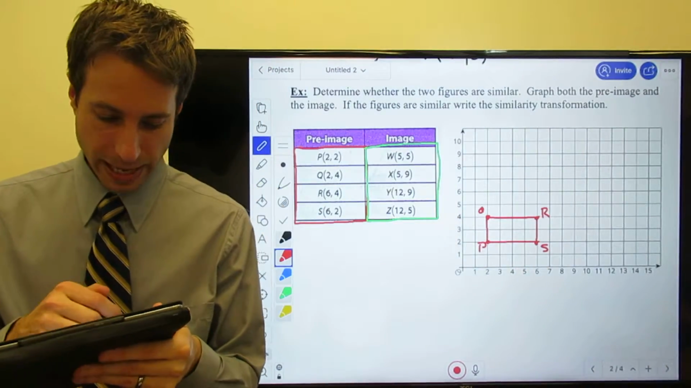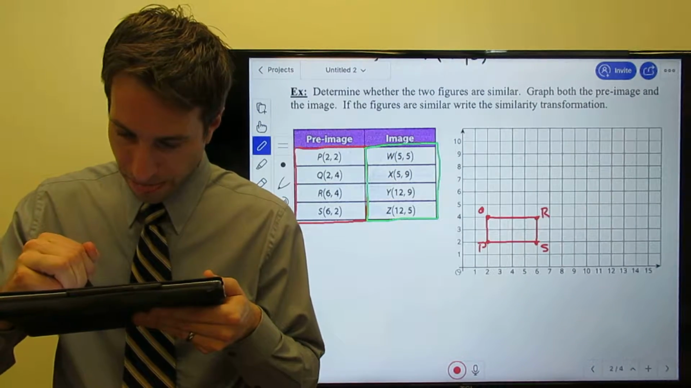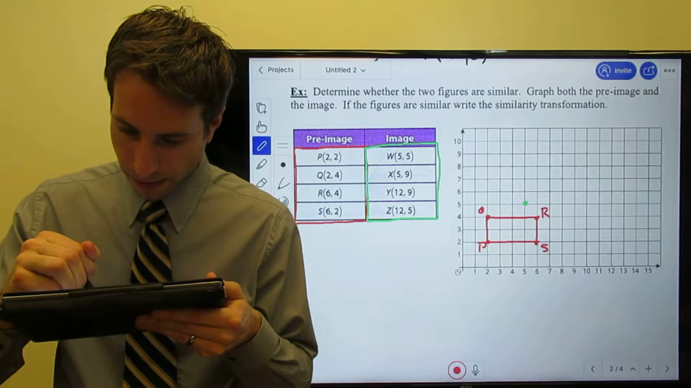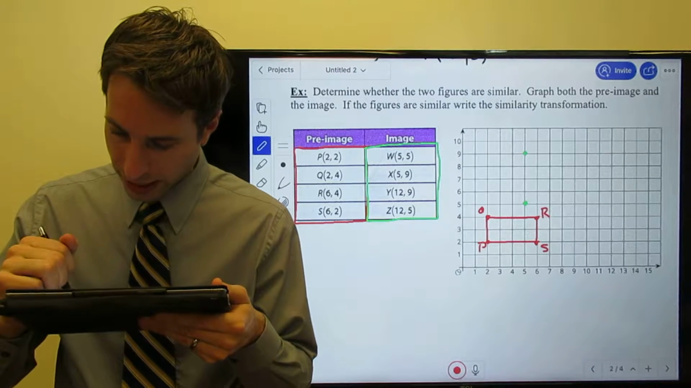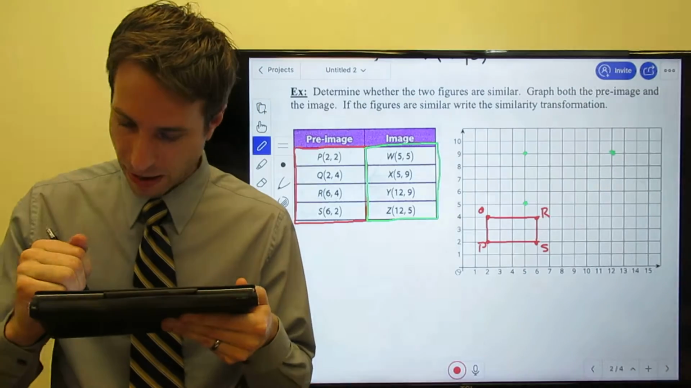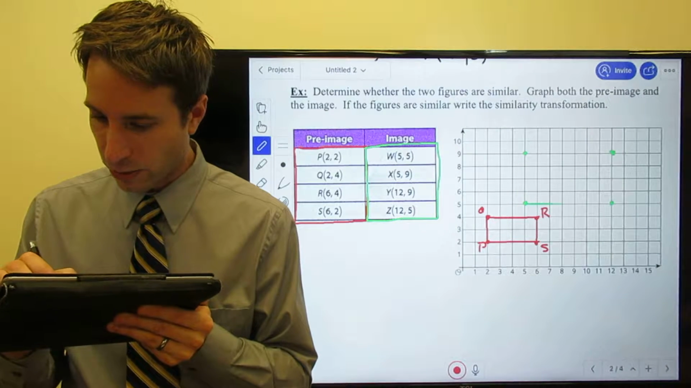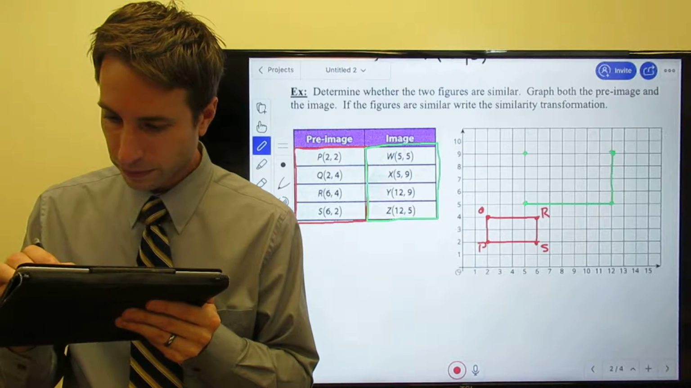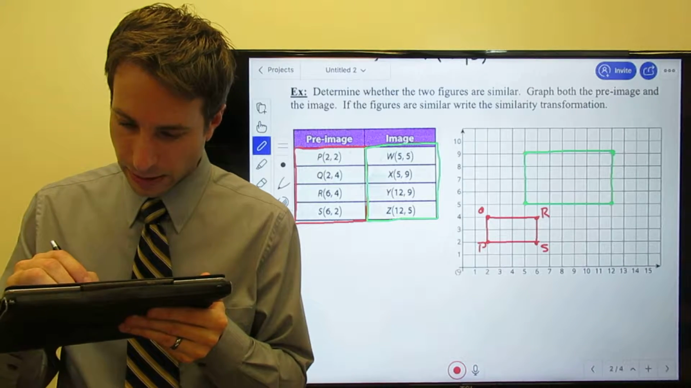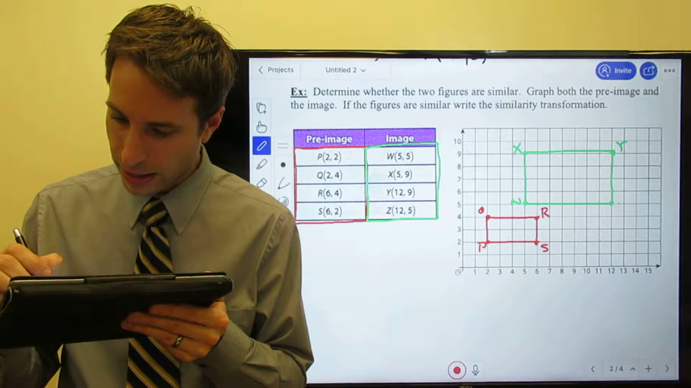Okay, let's do my image. So, first one is at 5, 5. Then I have 5, 9. All right, no problem. I have 12, 9, got it right there. And 12, 5, right there. Ooh, look at that, it is still a rectangle. Okay, this is W, X, Y, and Z.